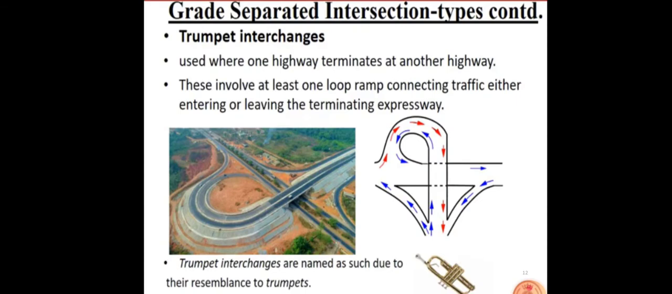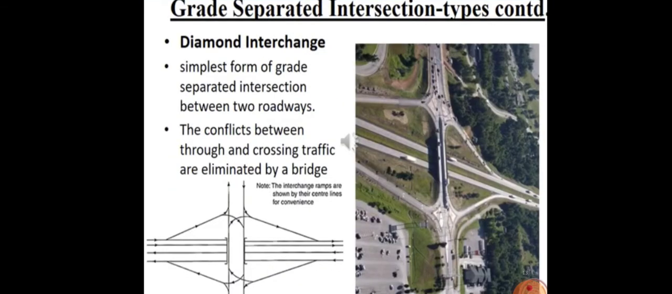So this is what is called a trumpet interchange, and it has this name because it resembles a trumpet. This is one of the types of grade separated intersection, which we call the trumpet interchange. Now coming to the next type, that is the diamond interchange.